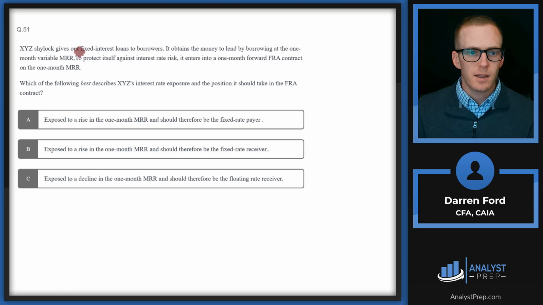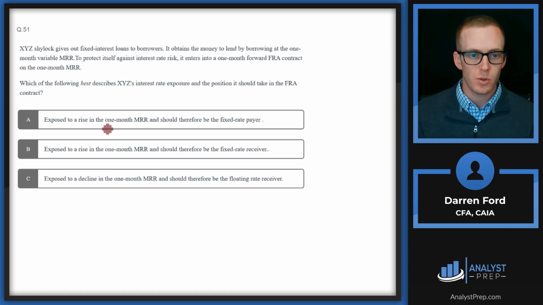XYZ Shylock gives out fixed interest loans to borrowers. It obtains the money to lend by borrowing at the 1-month variable MMR. To protect itself against interest rate risk, it enters into a 1-month forward FRA contract on the 1-month MRR. Which of the following best describes XYZ's interest rate exposure and the position it should take in the FRA contract?